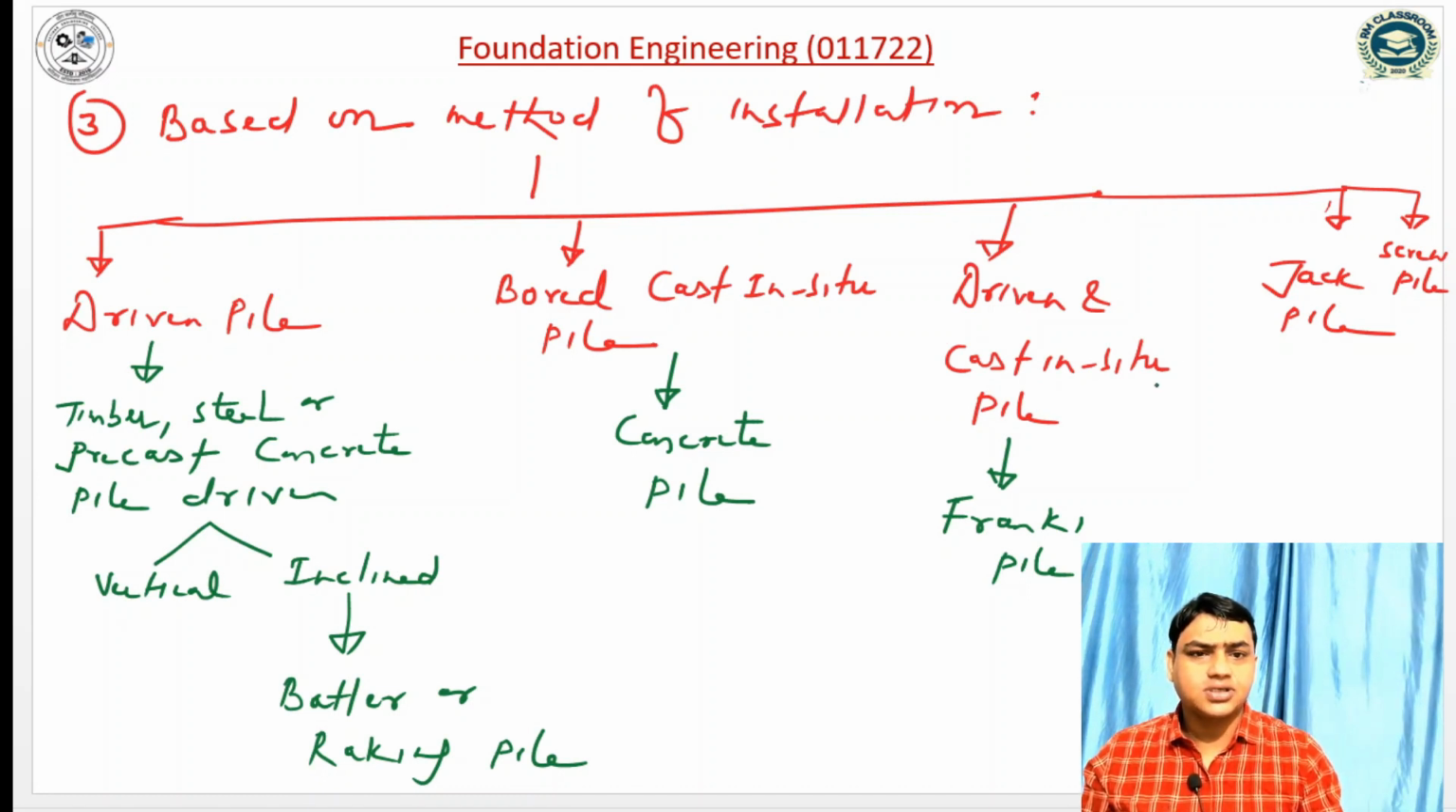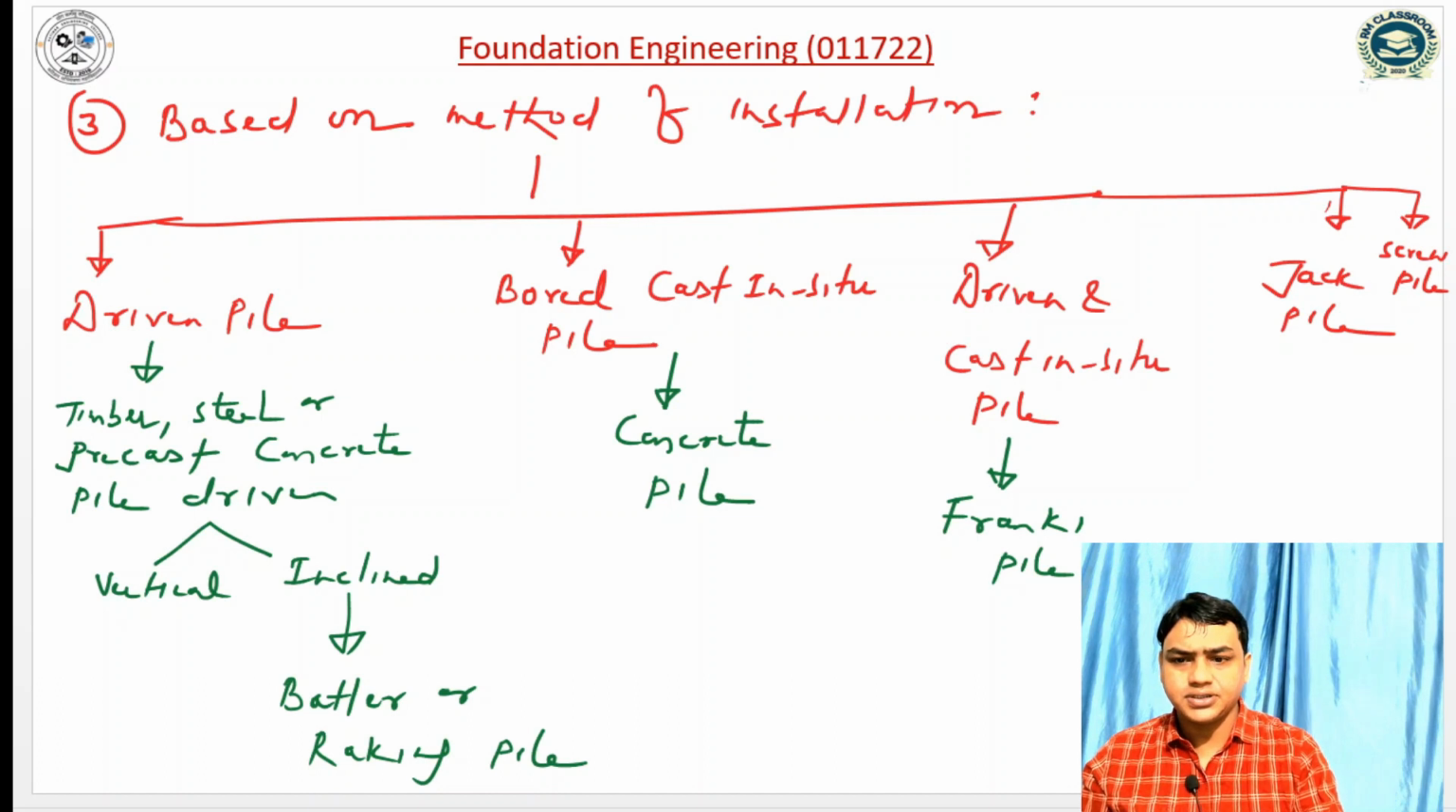In driven and cast in situ pile, generally we provide the caisson, and once we have driven the caisson, then we fill the concrete. Such type of pile is called driven and cast in situ pile. The best example of this is the Franki pile. Similarly, jack pile and screw pile: the piles are installed with the help of a hydraulic jack. Such type of pile is called jack pile and screw pile.